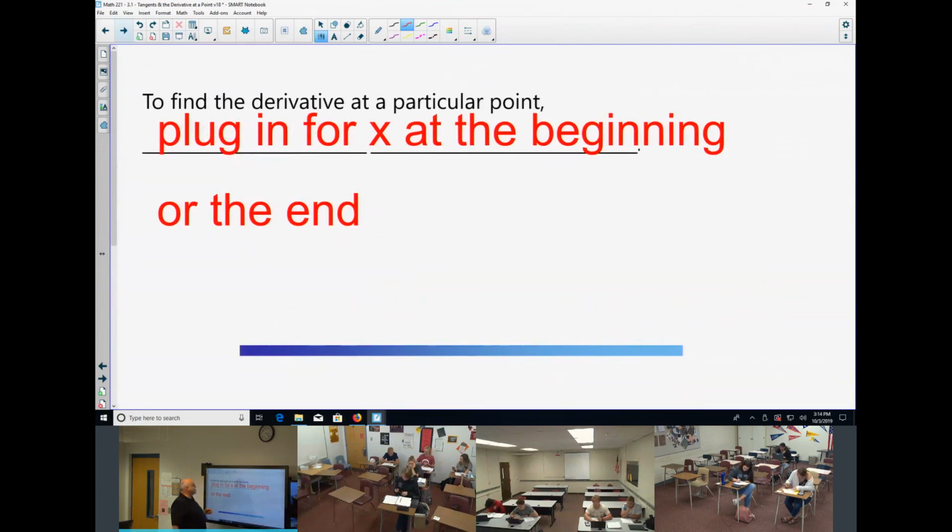Okay, so to find the derivative at a particular point, you can plug in the number for x at the beginning or the end. So let's say, for example, on the last practice problem, we didn't have to give the answer for part A. We just needed the answer to part B. Then we could actually plug in the number for x at the very beginning, and it makes it a little bit easier. Okay, so let me give you an example.